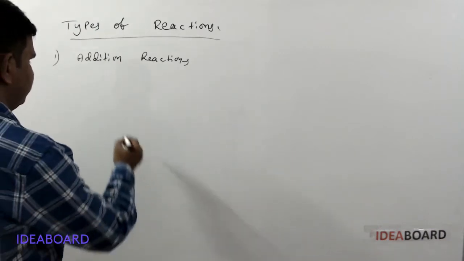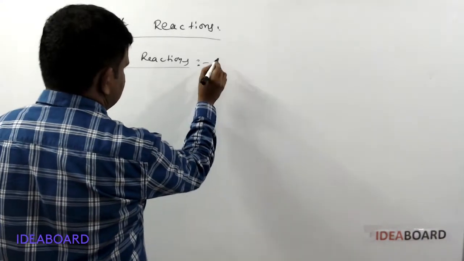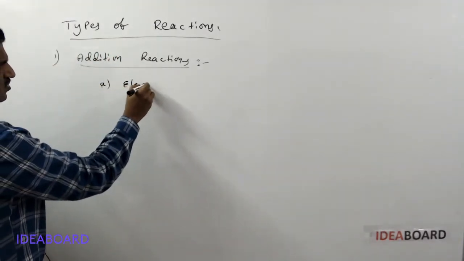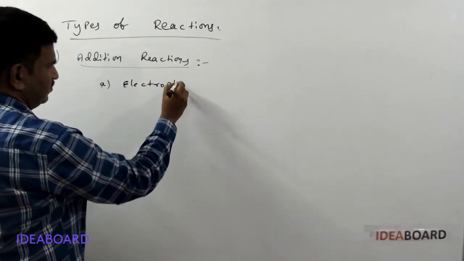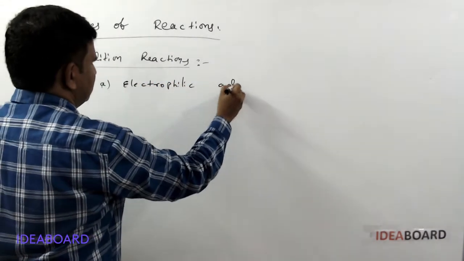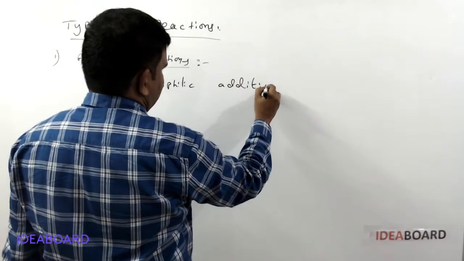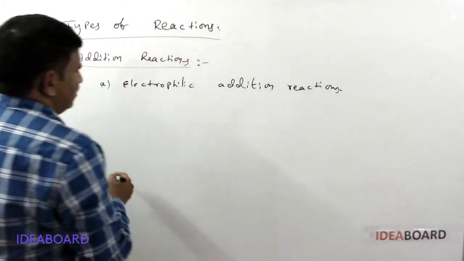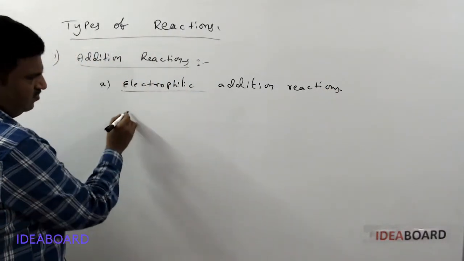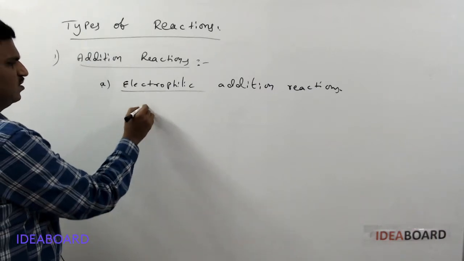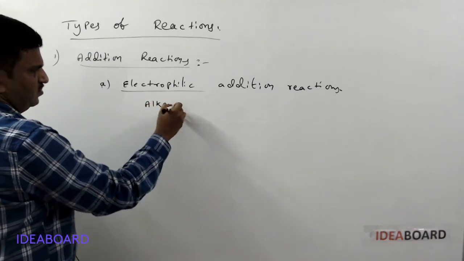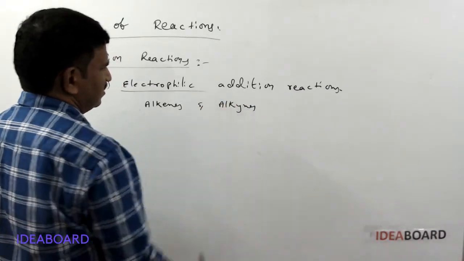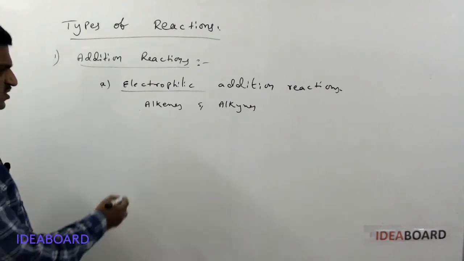The first type is addition reactions. There are again three types of addition reactions. One is called electrophilic addition reactions. Electrophilic addition reactions are mainly shown by alkenes and alkynes.